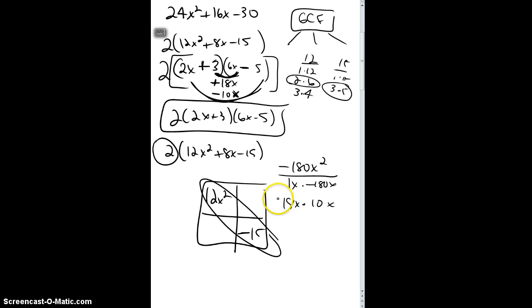So I know that this is positive and this is negative, because I want these to add to be a positive 8x and multiplied to be that. Some people call this the AC method. So I'm going to put my 18 there and my negative 10 there. And again, it doesn't matter. I just like to kind of put my negatives together.